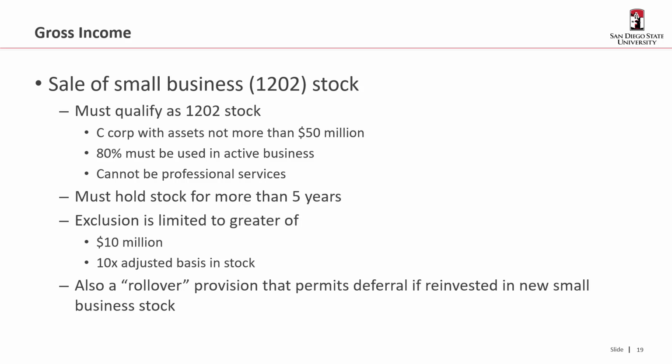And that business cannot be a professional services business. So it can't be accounting, law, medicine, architecture, these sorts of things. The owner must have held the stock for more than 5 years. And the gain amount that you can exclude is limited to the greater of 10 million or 10 times that person's adjusted basis in the stock. There are also rollover provisions that permit deferral if you reinvest the proceeds in a new small business stock.